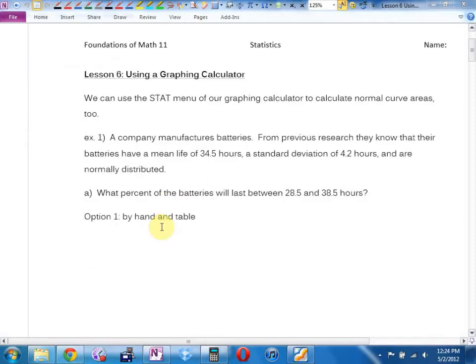Using a graphing calculator, to me, this is what I'm going to be asking you lots of on your test. Something like example 1. It says, we can use the stat menu on our graphing calculator to calculate normal curve areas.